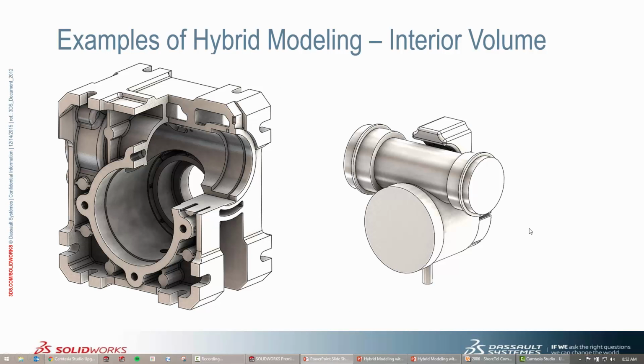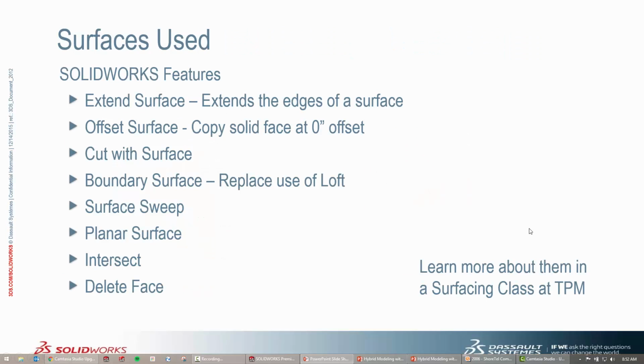Okay, so I've shown you a lot of different surfaces here: offset surface, extend surface, cut with surface, boundary surface used to replace the loft tool. By the way, the boundary tool is a solid as well, so you've got a boundary solid and a boundary surface. Surface sweeps to support those square springs, and then we just saw the planar and intersect tools, and then delete face I used several times.